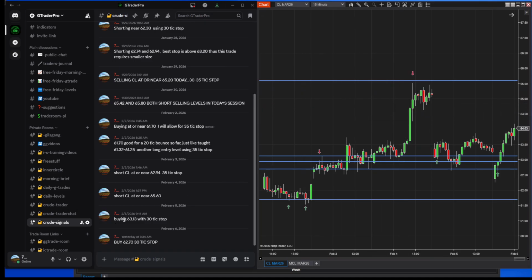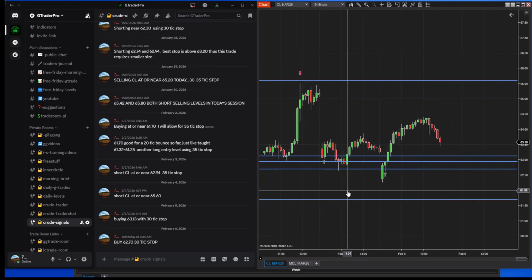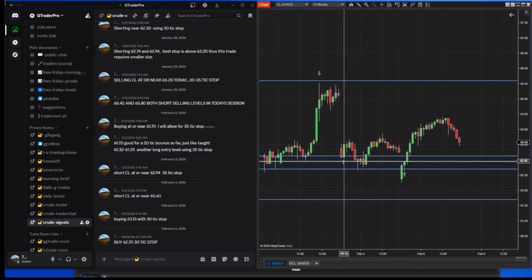Thursday, February 5th, buying 63.13, 30 tick stop. Let's move on and take a look at the green arrow here. All right, 63.13, as noted, buy 63.13 with a 30 tick stop.